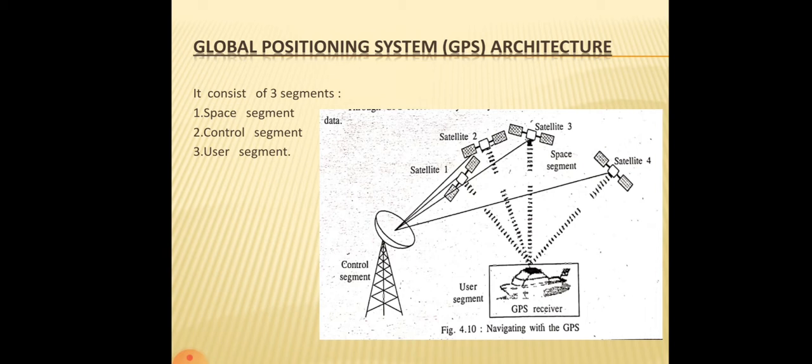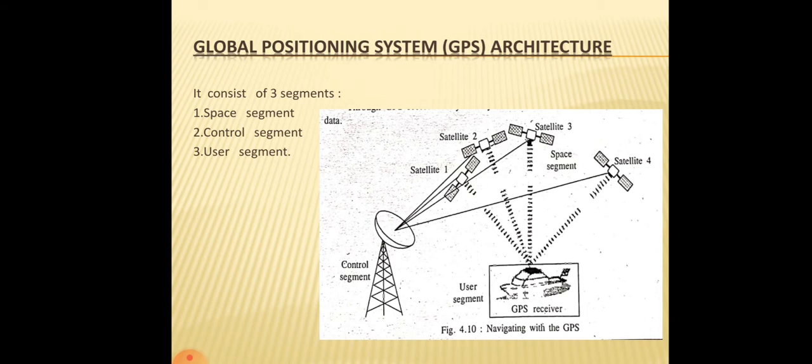The next one is the user segment. The user segment is the devices we use which have a GPS, either in your vehicle or in your mobile, and so on. It consists of an antenna, receiver, processor, a highly stable clock, and a display for showing information to the user.